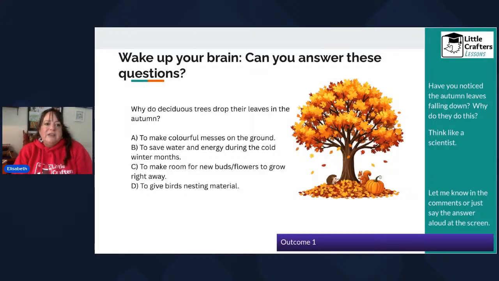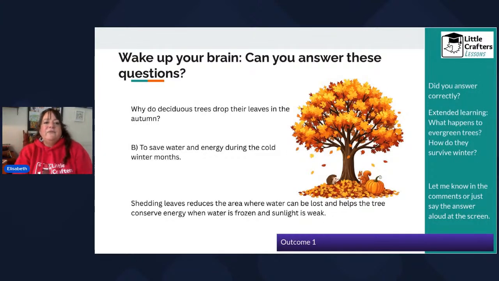One more time, is it to make colorful messes on the ground? To save water and energy during the cold months? To make room for new buds and flowers to grow right away? Or to give birds nesting material? Let me know in the comments or say the answer to the screen. What do you think it is?